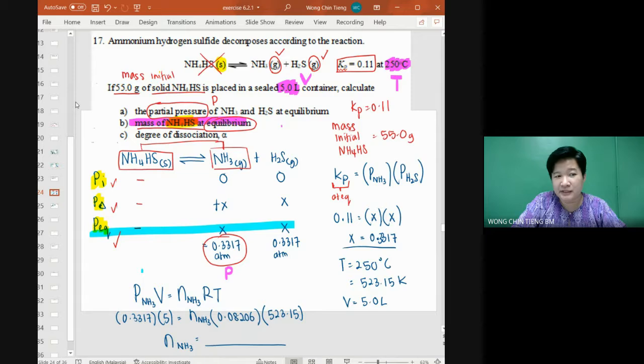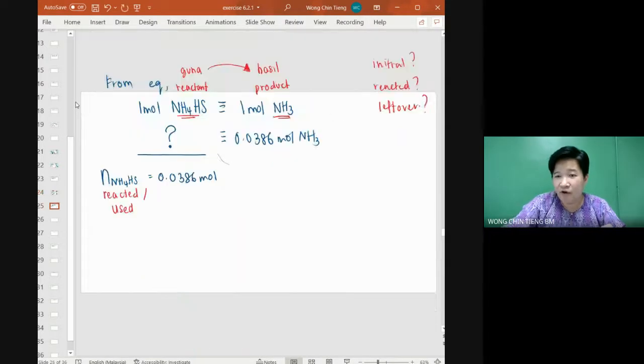Initial is what is given. Change over here obviously is your reactant. So equilibrium over here is actually your final, your leftover. Okay? Therefore, what you are looking for is the reactant, how much I used to produce ammonia. But what I want is not how much I used. What I want is the number of mole, or the mass of ammonium hydrogen sulfate that is left after the reaction.